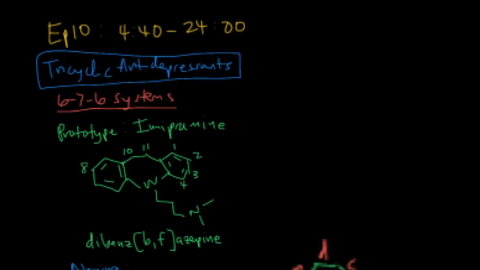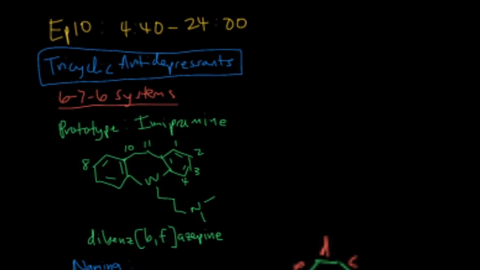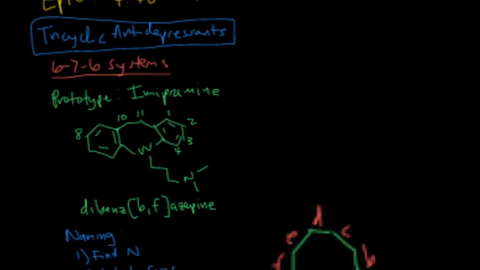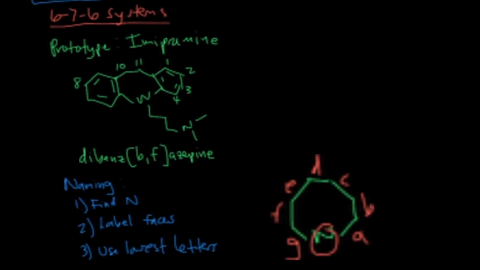Okay, to review, if you don't know your antipsychotic SARs by now, please review episode 10 from 4 minutes 40 seconds to 24 minutes. So tricyclic antidepressants include your 6-7-6 ring systems.